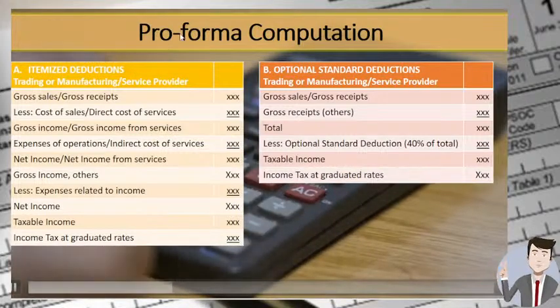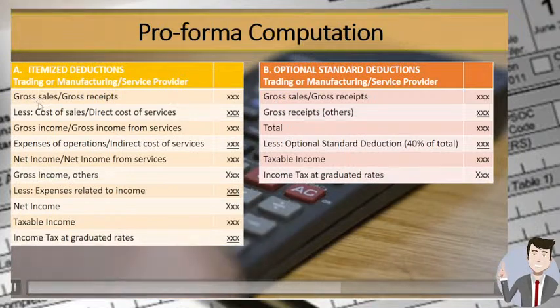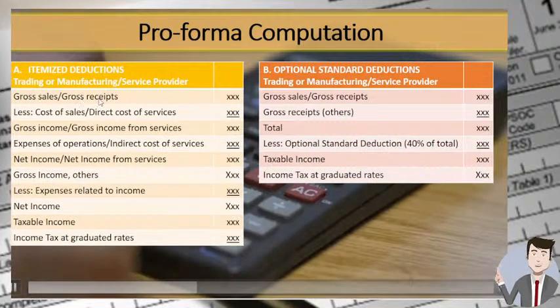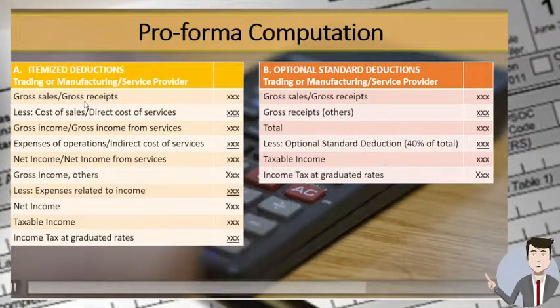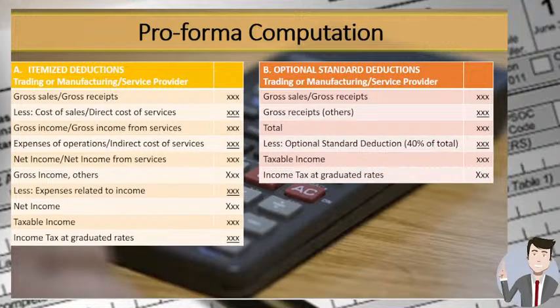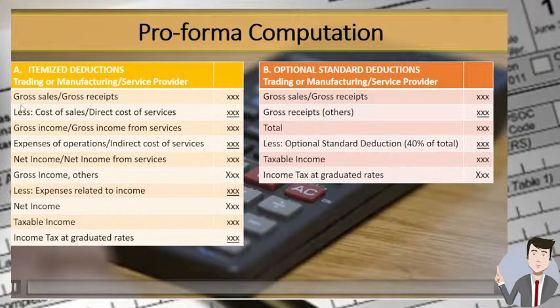So let's review what are the pro forma computation. First, we have to consider or identify your gross sales slash gross receipts. If your business is a service-oriented business, the term is gross receipts. If your business is a trading or a manufacturing concern, the term would be gross sales. Okay? So less cost of sales for trading, or direct cost of services for service provider, so we can arrive at your gross income or gross income from services. In our accounting, sometimes we use the term gross profit for manufacturing, okay?